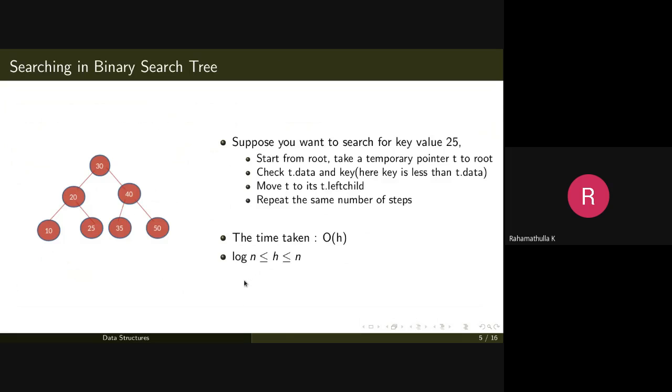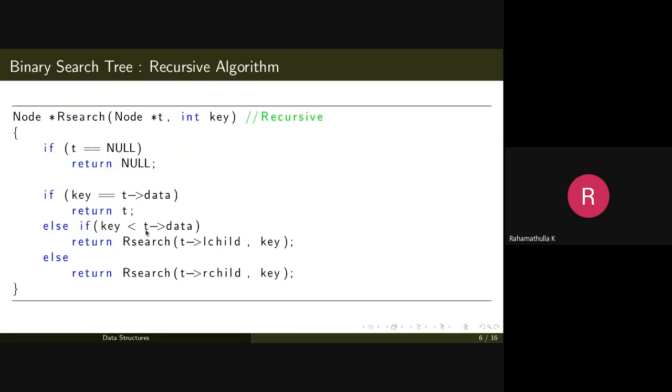That's it. In this case, if you are searching for an element less than 30, you will do the search procedure in the left part of the tree. If you are searching for an element which is greater than 30, you will do the search procedure in the right side. So that is these two recursive calls. If key is less than t pointer data, then recursive search t pointer left child comma key. So now t will be repointed to the left child, otherwise the right child. So that is the recursive algorithm.